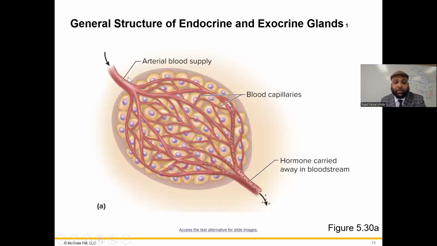Arterial blood supply. You see, this is the arterial blood supply, and when the blood is passing through, that's the general structure of endocrine and exocrine gland. What's happening here is, is this an exocrine or an endocrine gland? The gland is in the back. What's in front of it? Endocrine, yes, because it's emptying into the blood. Excellent.